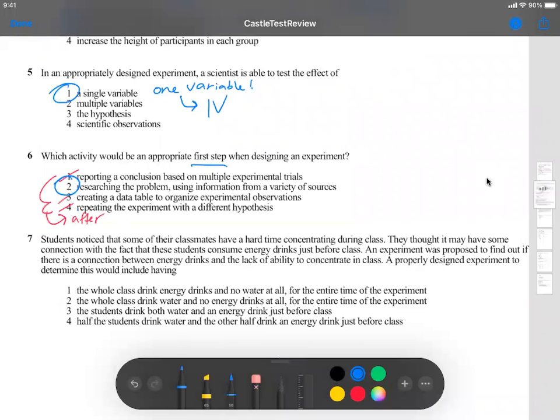A properly designed experiment to determine this would include having 1, the whole class drink energy drinks and no water at all for the entire time of the experiment. 2, the whole class drink water and no energy drinks at all for the entire time of the experiment. 3, the students drink both water and energy drink just before class. Or 4, half the students drink water and the other half drink an energy drink just before class. Show me your answers in 3, 2, and 1.